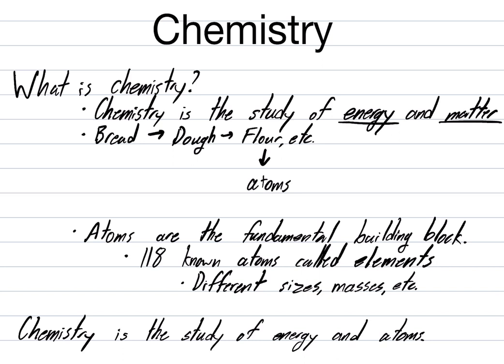There are 118 different types of atoms that we know of, and we call them elements. These different types of atoms have different masses associated with them, different sizes associated with them, and such. So in chemistry, we take different combinations of these atoms or particular elements and create unique things. So we said earlier that chemistry is the study of energy and matter. And since matter's fundamental building block is the atom, we can say that chemistry is actually the study of energy and the interaction of atoms.